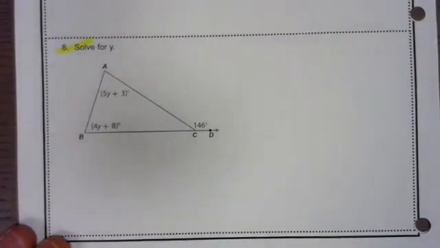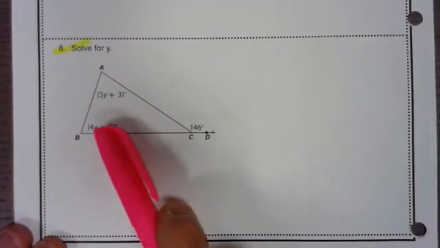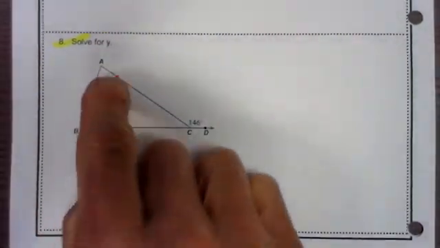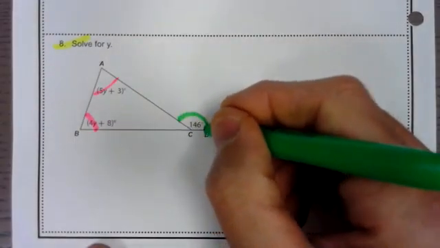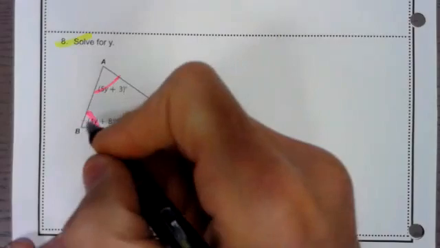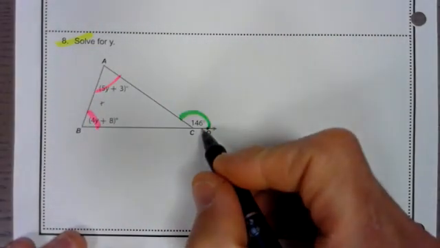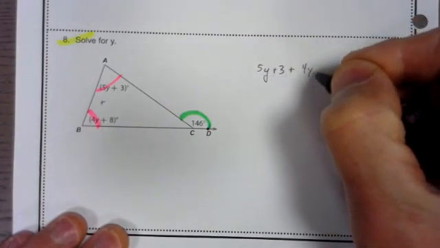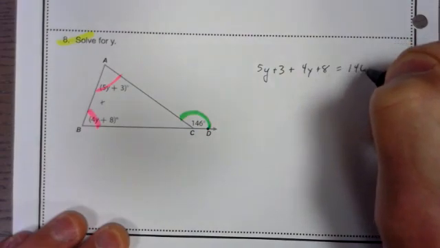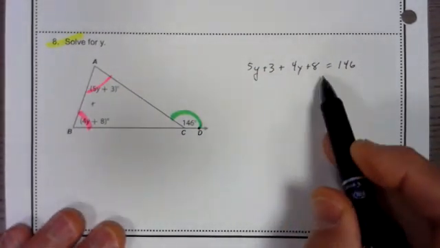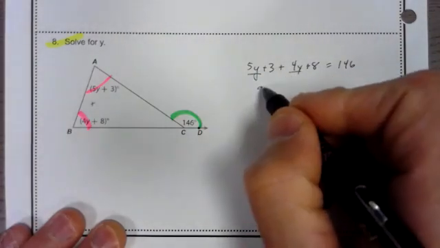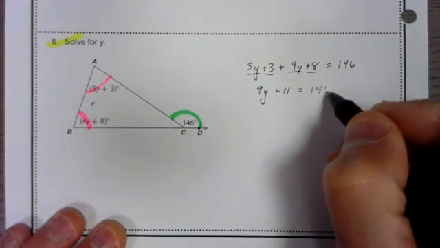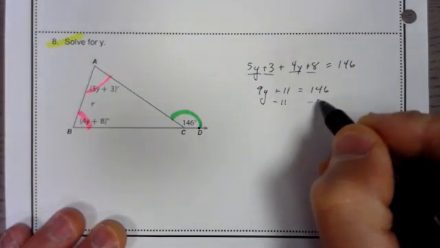Let's check this one out here. In this situation, I again have two interior angles, and those are farther away or remote from the exterior angle. So I know from my rule earlier that these two are going to add up to give me this. That's going to give me 5y plus 3 plus 4y plus 8 equals 146. Now to combine my like terms, 5 and 4 give me 9y, plus 3 and plus 8 give me plus 11 equals 146. Subtract 11 from both sides.